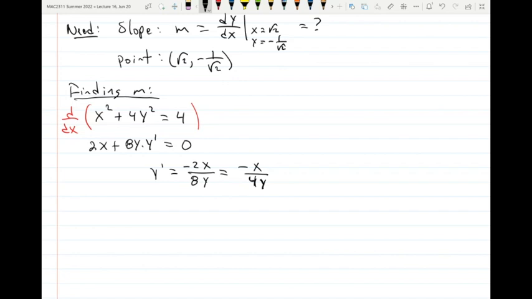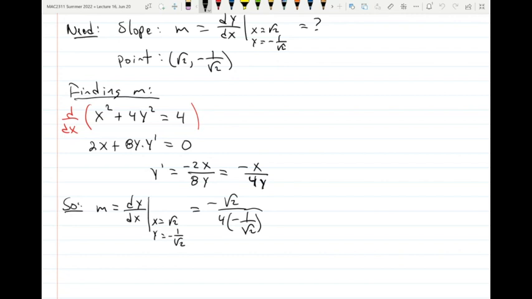Now, that's the derivative, but remember, that's not what we want. What do we want? The value of this at the point. We need to come up with a number because we're looking for a slope. So what is m? It would be dy dx evaluated at this point. In other words, for x, you put square root of 2, and for y, you put negative 1 over the square root of 2. So that would be negative square root of 2 over 4 times negative 1 over square root of 2.